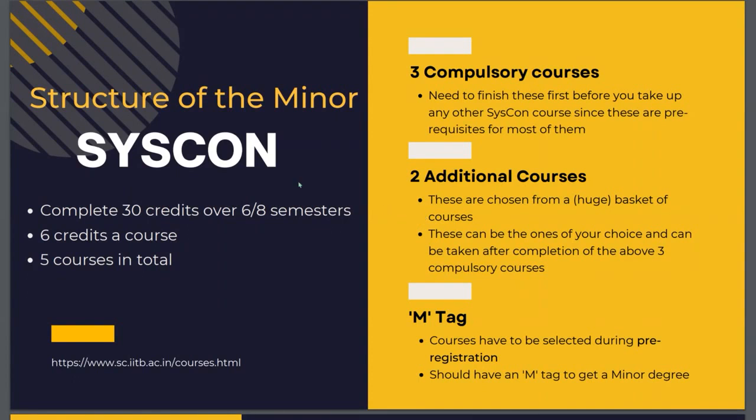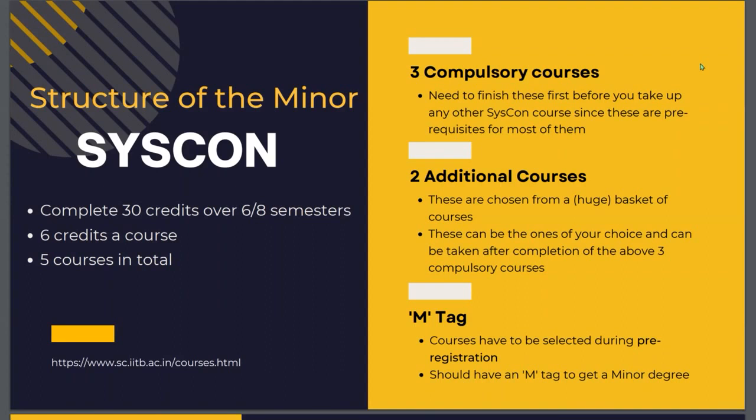So let's look at the structure of this minor course. In Syscon, you have to complete 30 credits, as you all must be knowing by now, over 6 or 8 semesters to get your minor degree in this. So 6 credits for a course, which means you have to cover 5 courses in total. A dual degree might have 8 semesters left, otherwise 6 semesters left in the NC. And over these 6 semesters, you'll have to cover 5 courses.